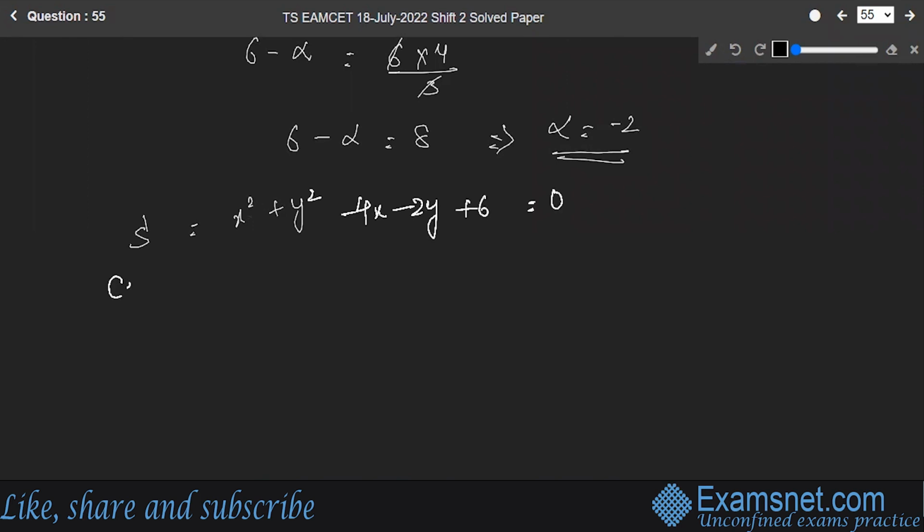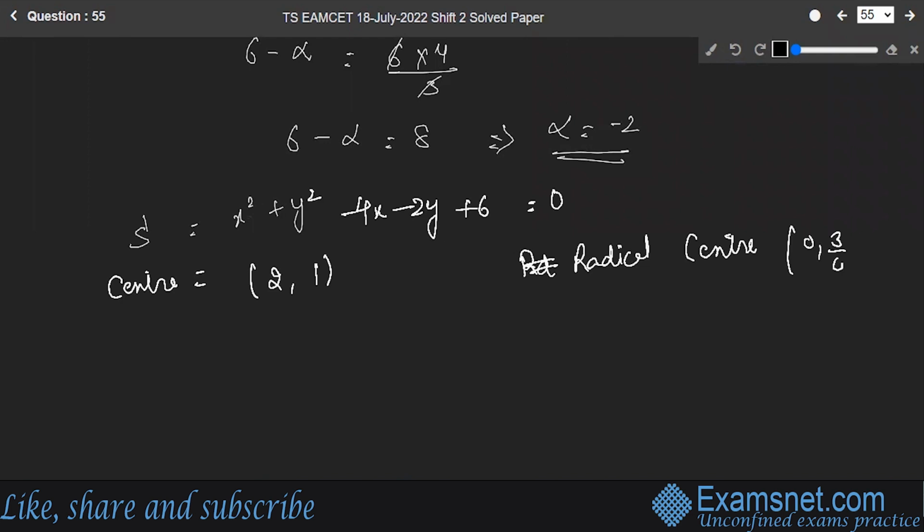From this circle, the center is given by minus half the coefficient of x, that is 2, and minus half the coefficient of y, which is 1. And you already know the radical center is (0, 3/4). You have to find the distance between the two.